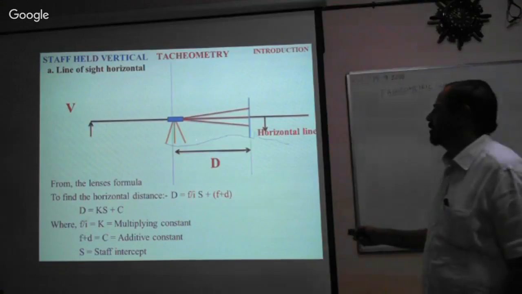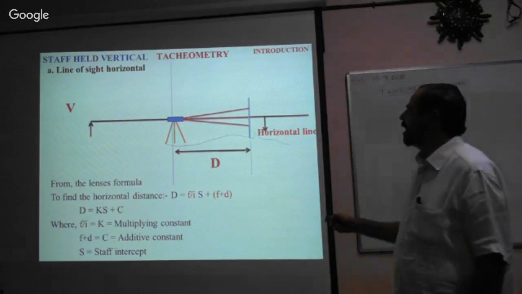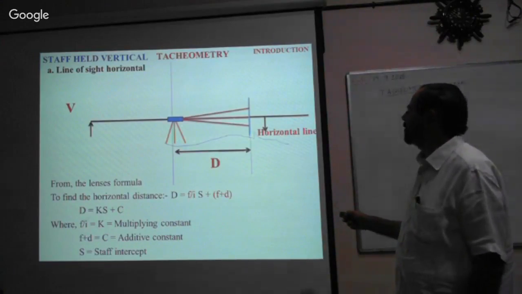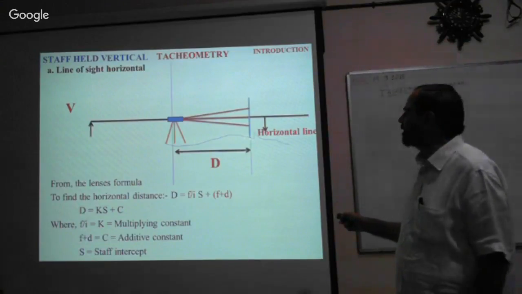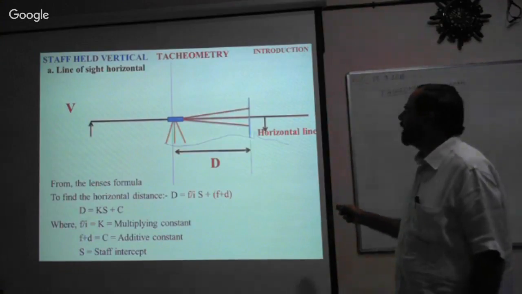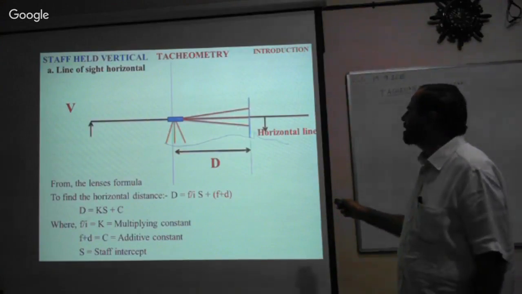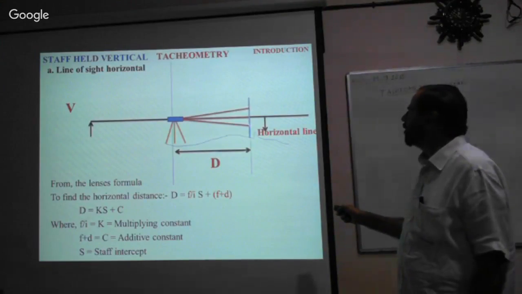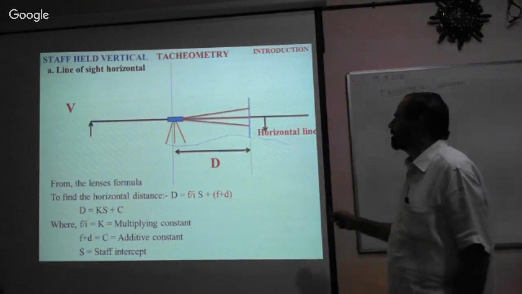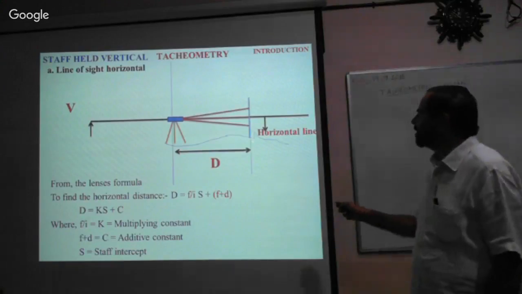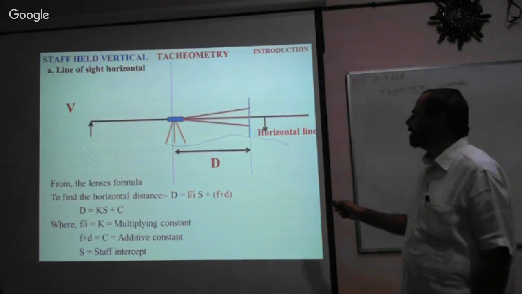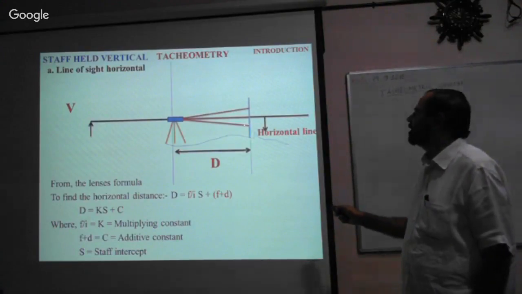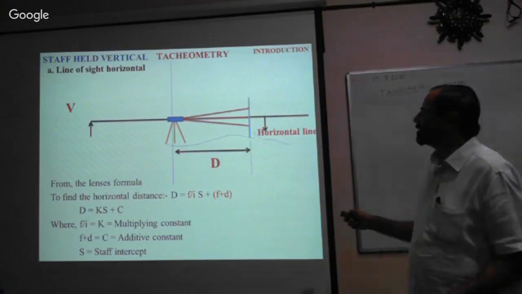Now straight away, install the instrument and hold the staff where you want to calculate the elevation of the location, and bisect the staff reading. Then read the top hair reading, middle hair reading, and the bottom hair reading. There are three staff readings we have noted down. Now our job is done, finished.